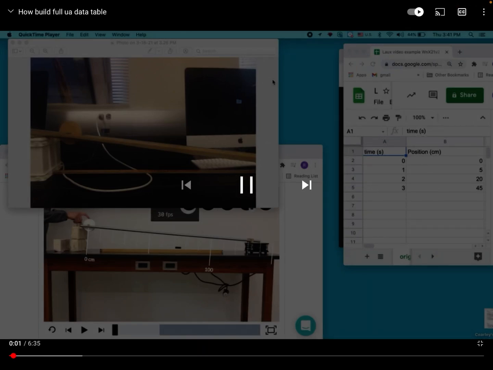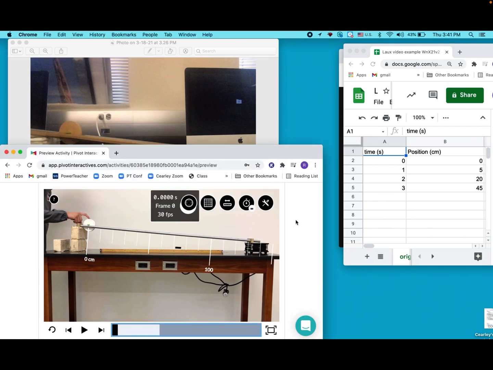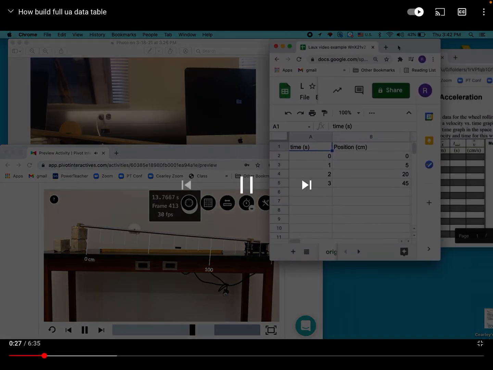A couple of weeks ago, we let a wheel and axle roll down a ramp, which started our exploration into uniform acceleration. Most students did this during class and also did the experiment through Pivot, or maybe had both their trials through Pivot, where the wheel and axle was speeding up in a positive direction. As people collected data from either of these experiences, they built a time and position data table.